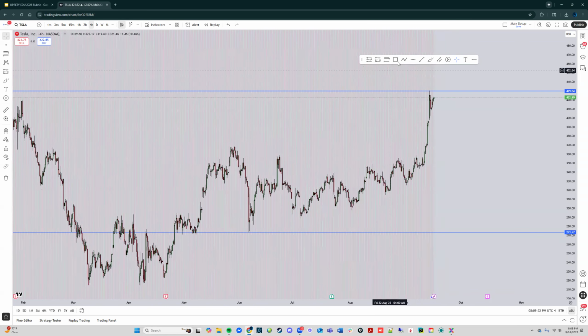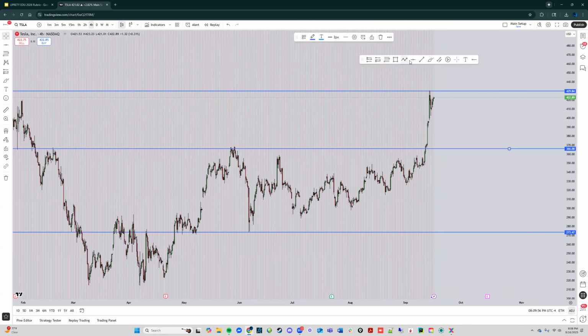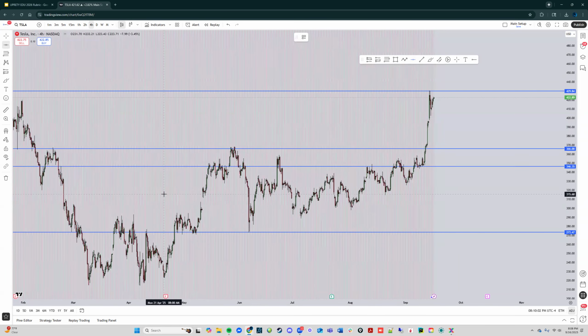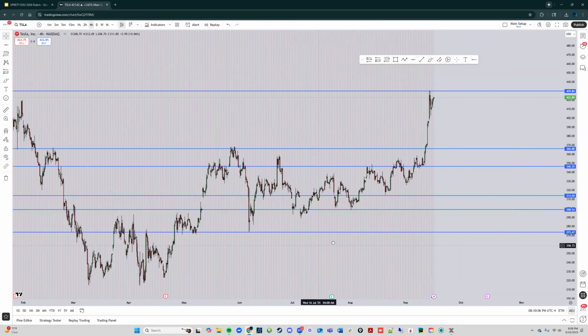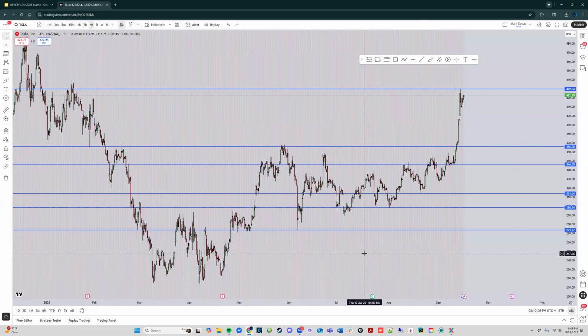Now we need to do our support and resistance zones. We're going to do the top-down analysis right here. Looks like we have a good level right around maybe here. Looks like we have a good level right around here. Looks like we have a good level right around here. Looks like we have a good level. And this is pretty fair and pretty common support and resistance.